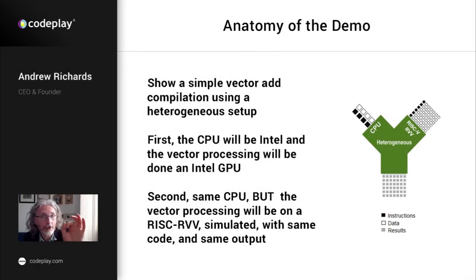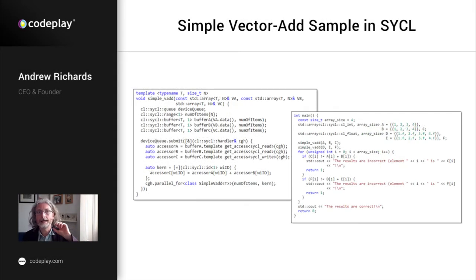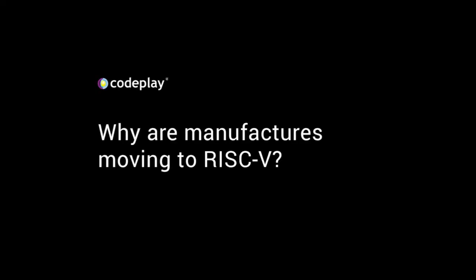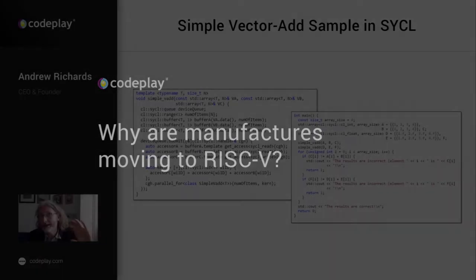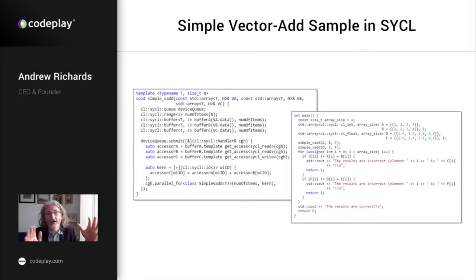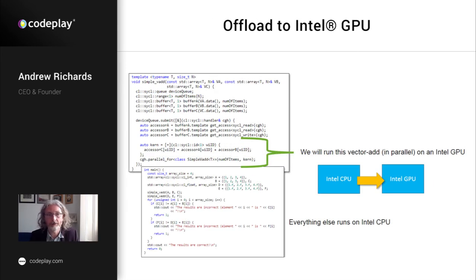Now I'm going to show you a demo of us doing that. Here's a simple vector add sample written in the SYCL programming model. The SYCL programming model is very like CUDA, it's a very C++ model, but what SYCL does is it's a data flow model that allows us to offload the vector operations. You can see the vector operations in green here.